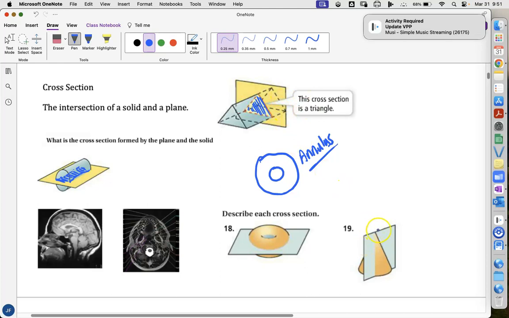If I look at the cone here being intersected with a cross section here, what you're going to get is that image there, which is a triangle.